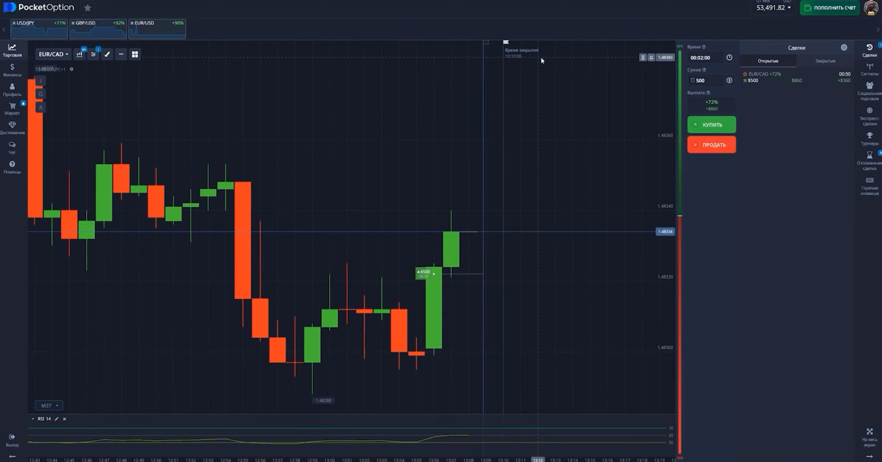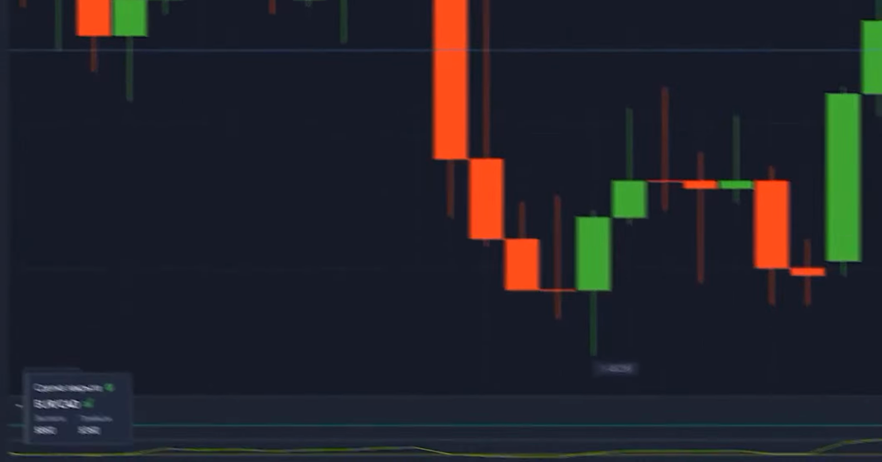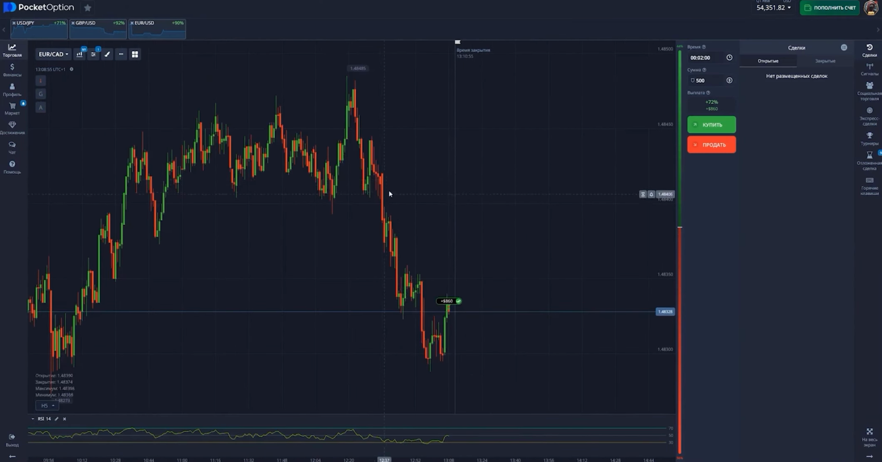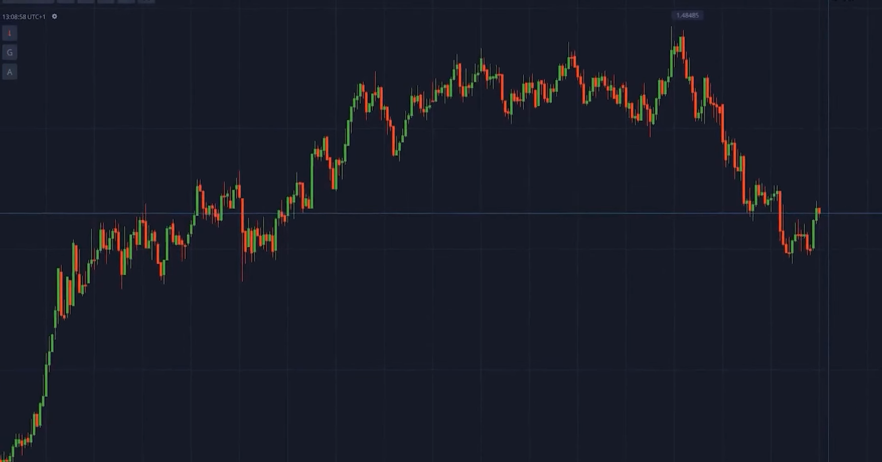There are 50 seconds left until the end of the deal. Let's see how this turns out for us. Alright, great guys. Here we made a fantastic profit. The trade went positively. Let's take a look at the bot.